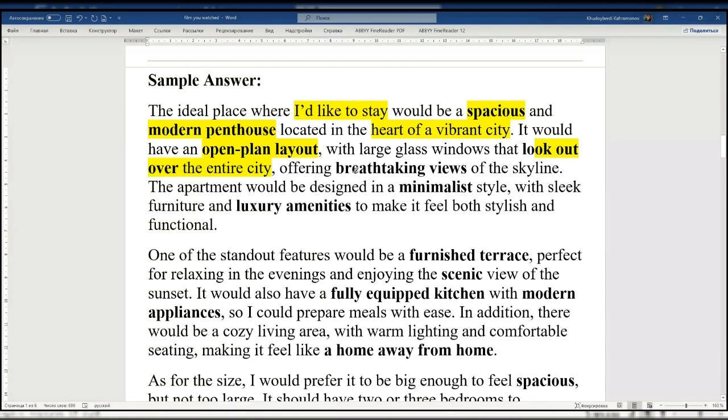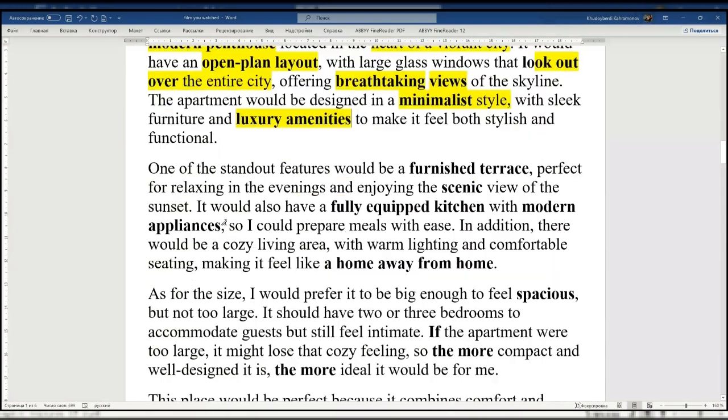The apartment would be designed in a minimalist style with sleek furniture and luxury amenities to make it feel both stylish and functional. One of the standout features would be a furnished terrace, perfect for relaxing in the evenings and enjoying the scenic view of the sunset. It will also have a fully equipped kitchen with modern appliances so I could prepare meals with ease. In addition, there would be a cozy living area with warm lighting and comfortable seating, making it feel like a home away from home. See?